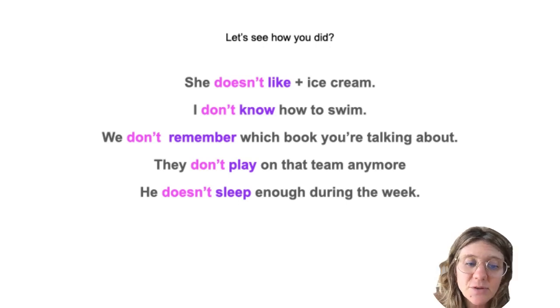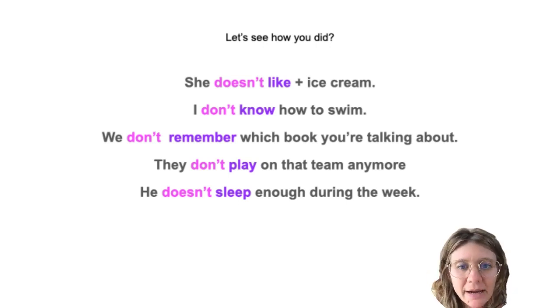So again, if you didn't get those right, take a look back, reflect on why you didn't get them right. Is there a confusion with the third person and the first person, or is it something else? So review all of the rules and see what you did wrong. If not, good stuff, and you're ready to move on.